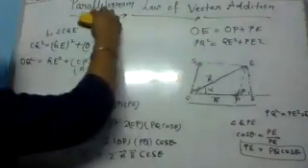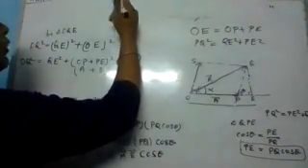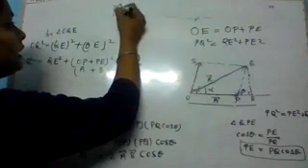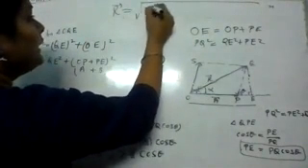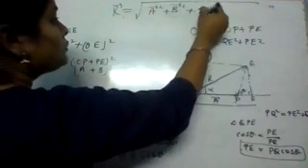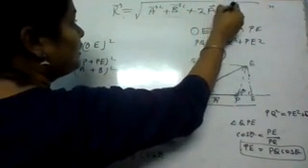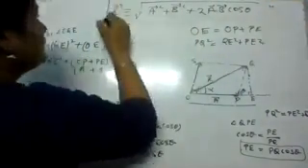So our resultant will be the final resultant. The final formula is R vector equals a big under root of A vector square plus B vector square plus 2A vector B vector cos theta. This is the formula of resultant.